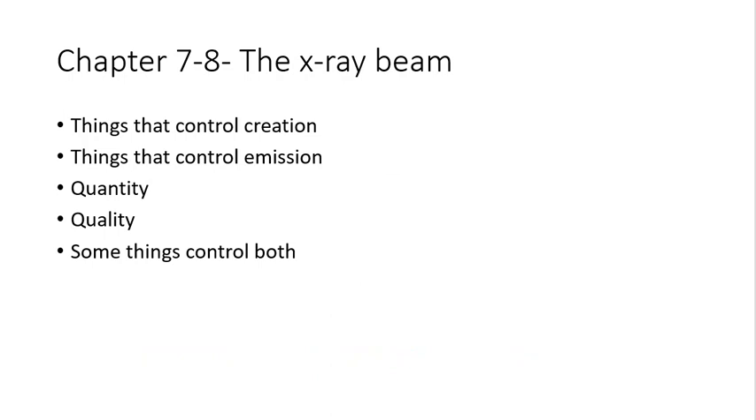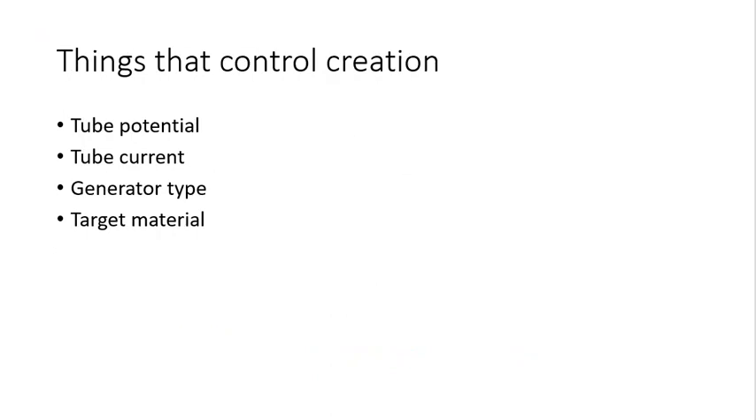Chapters 7 and 8 are the X-ray beam and things that control creation, control emission, control quantity and quality, and some obviously controlling both. So chapters 7 and 8 are a good intro into chapter 13 in our radiographic technique. So things that control creation: you've got tube potential in your kVp, you've got tube current, and that is your overall mass. You've got generator type, you've got target material. So those all control X-ray creation if nothing else changes.